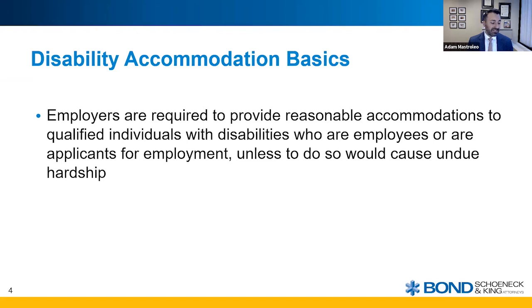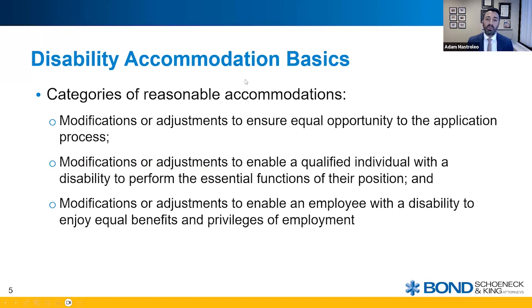I will say, and give a disclaimer at the outset of this presentation, that any accommodation request, whether it be disability related or religious related, is going to be fact specific, and how you analyze and handle a request will depend on the specific facts and circumstances related to that request. What I'm going to try to give you are the general rules and keys to evaluating and handling one of those requests. So first of all, what are the different types or categories of reasonable accommodations?